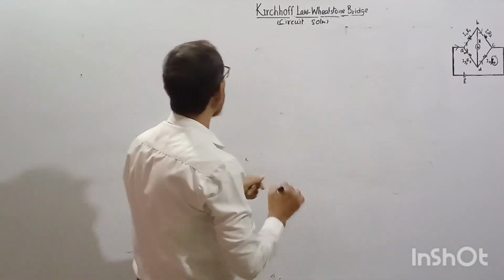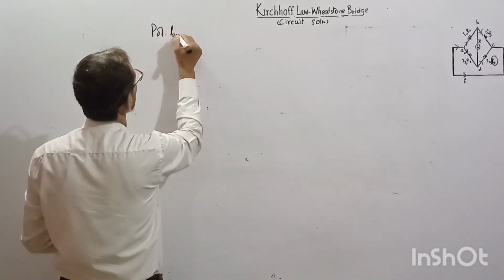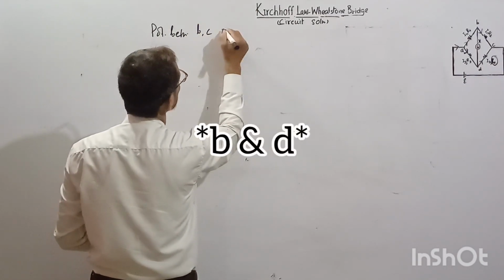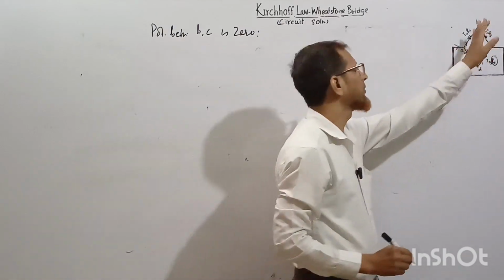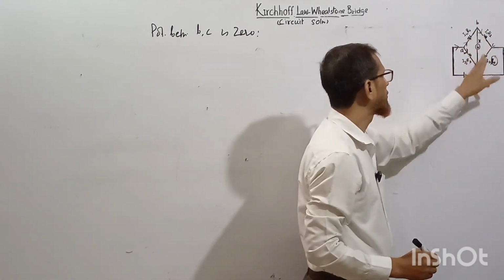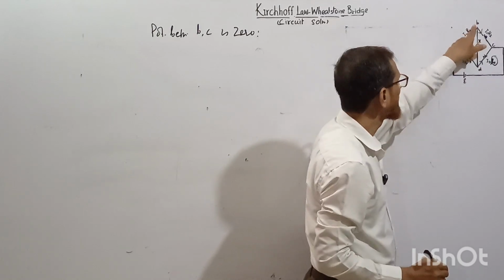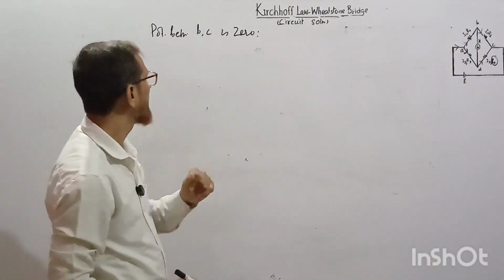So what we see here is that the potential difference between point B and C is 0. If we consider that there should not be any current between these two, that is through G, then the potential difference between points B and D should be 0.